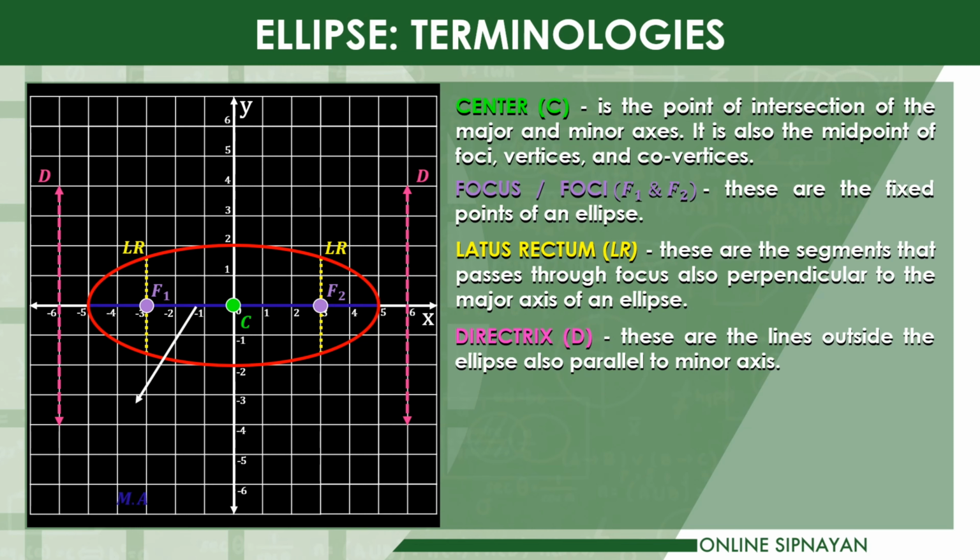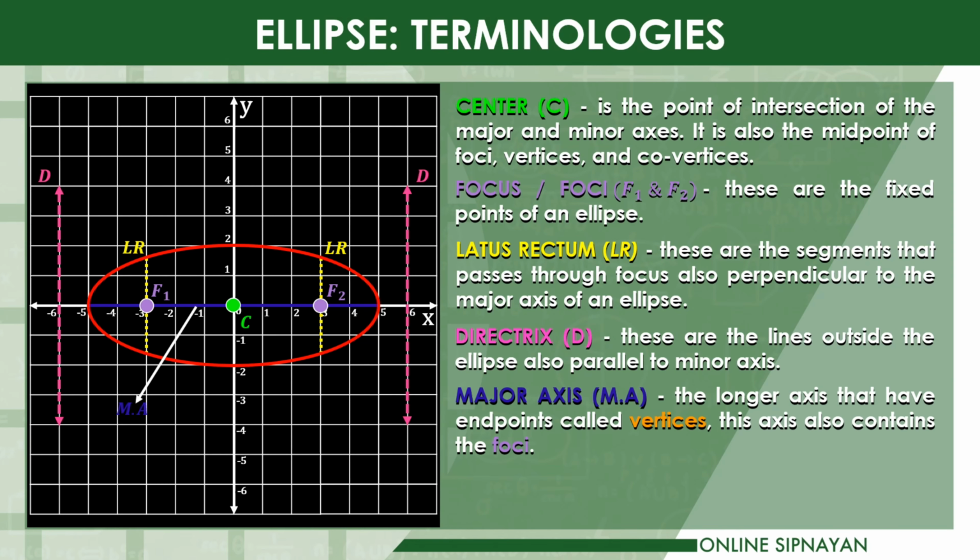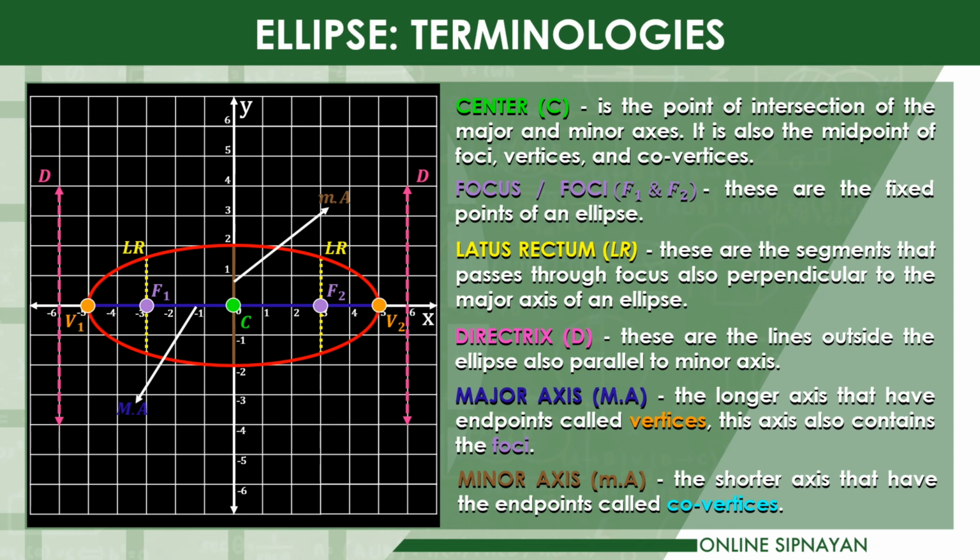Then we have the major axis. The major axis is the longer axis that has endpoints called vertices. Here are the vertices. This axis also contains the foci, as you can see on the graph. Last is the minor axis. The minor axis is the shorter axis that has the endpoints called co-vertices. Here are the co-vertices. And those are the terminologies that we will be encountering throughout this topic.